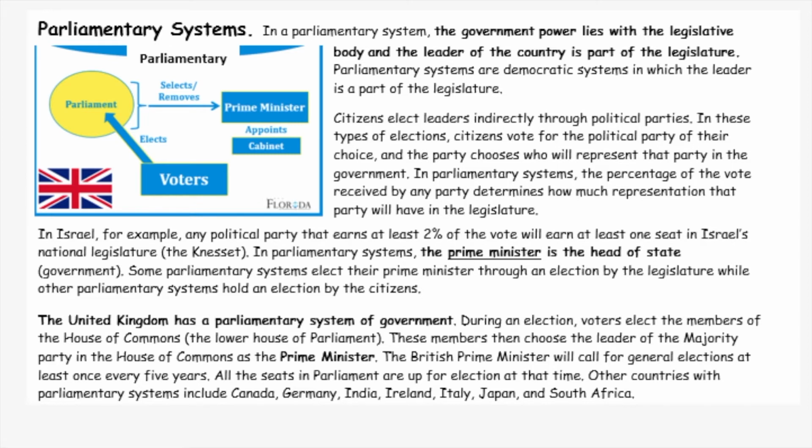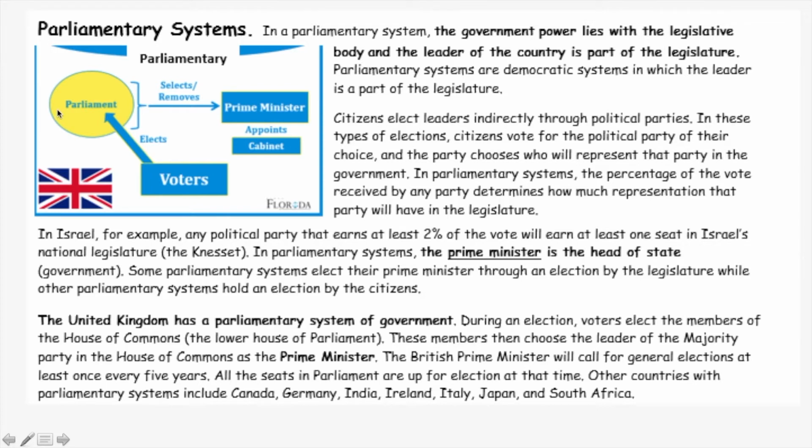Parliamentary. Okay, we only got two more to go, guys. So parliamentary, this is a totally different looking picture, guys, and I will show you and explain the visual later. But this is very different than the other type that we had before. In a parliamentary system, the government power lies with the legislative body, and the leader of that country is part of the legislature. Parliamentary systems are democratic systems in which the leader is part of the legislature. So the leader is part of the lawmaking branch. The legislature is a fancy way of saying the people who make laws. So there's a giant group of people that make laws in parliamentary systems of government.